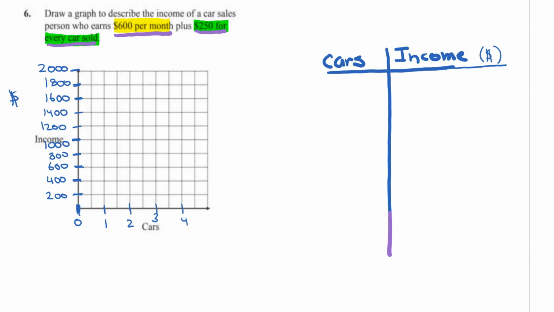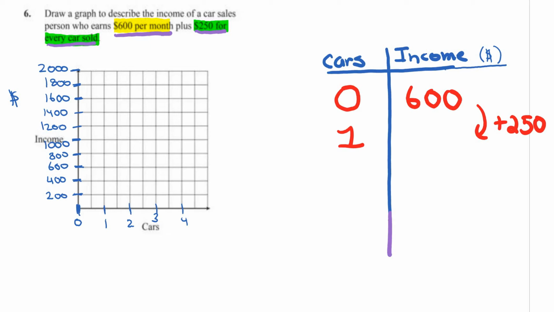So I need to draw a graph to describe the income of a car salesperson who earns $600 per month plus $250 for every car sold. Okay, so if I sell 0 cars, and I just come into work, I am paid $600 for the month. If I come to work and sell 1 car, I earn my $600 plus another $250 because I sold 1 car, right? So that's your amount that you make for commissions.